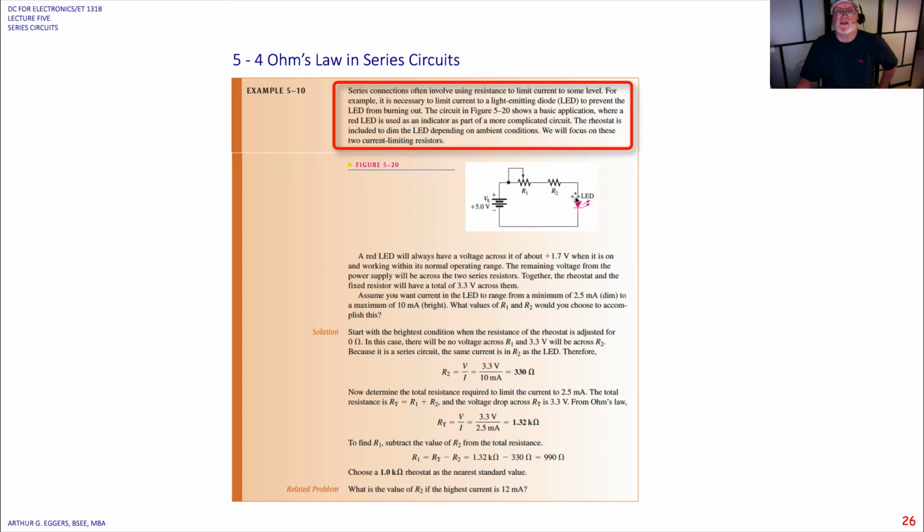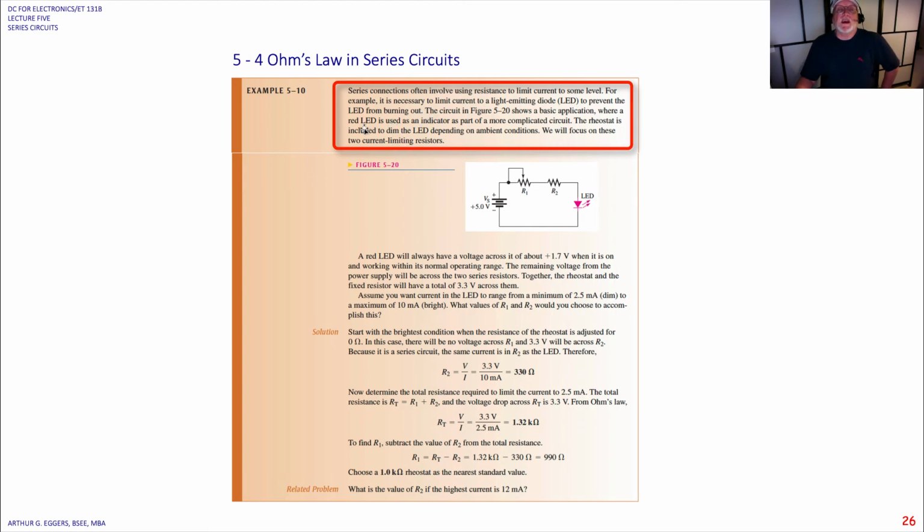Okay, so if you haven't seen this before, it looks like a diode, a light emitting diode, and the arrows are telling you it's a light bulb. So it's a light source. For example, it's necessary to limit current to an LED to prevent the LED from burning out. Okay, you pump too much current through an LED, you're going to burn it up.